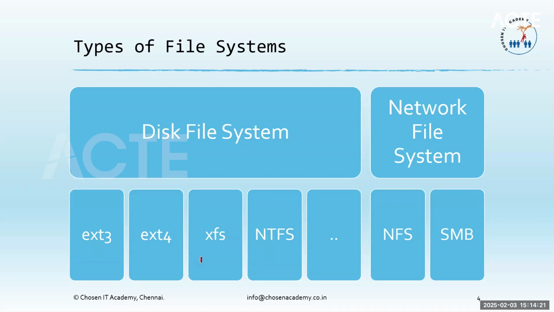We have two kinds of network file system. One is NFS, which is called Network File System, and the other one is SMB. SMB is Samba. We will have separate sessions to get into the details of NFS and SMB. NFS is a concept which was developed by Sun Microsystems, and SMB is a concept which was developed by Microsoft.